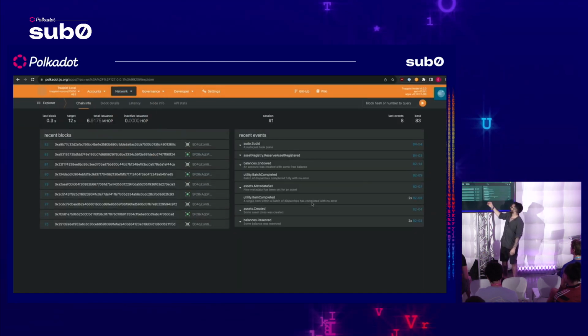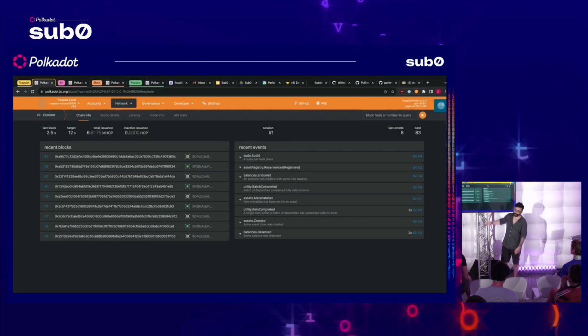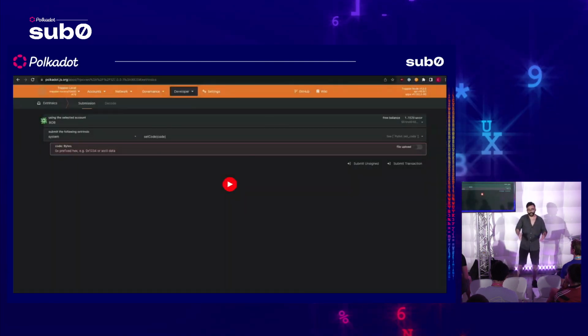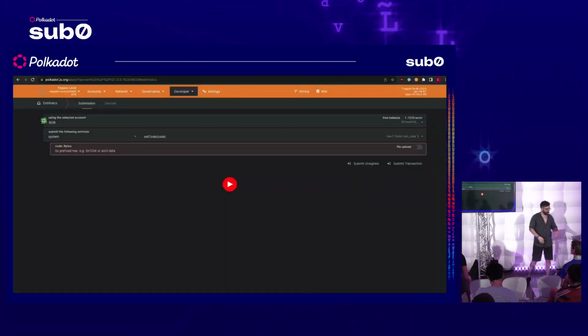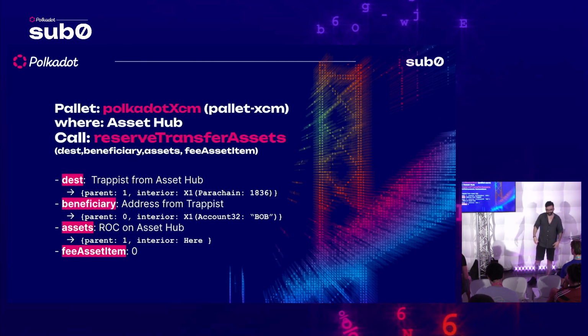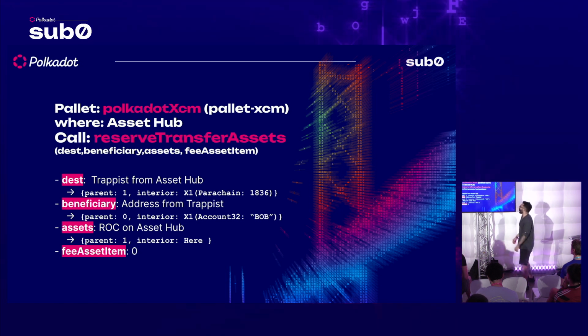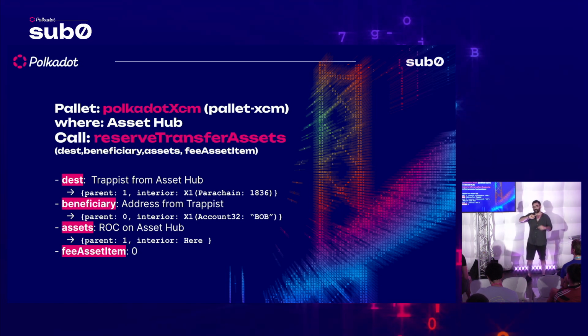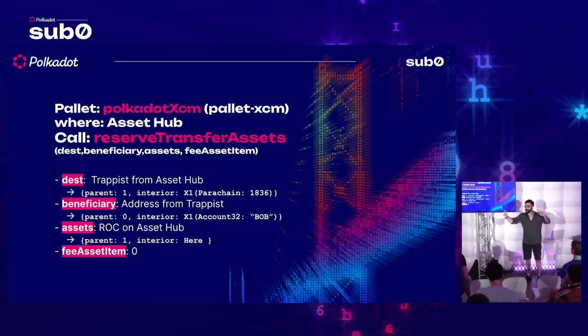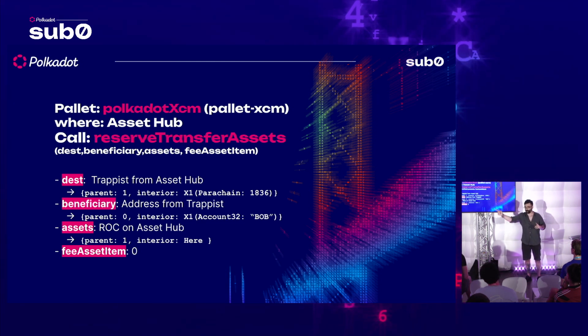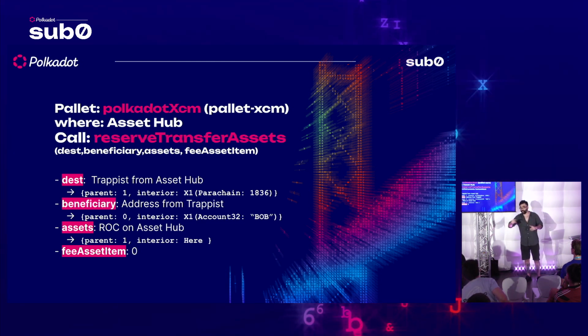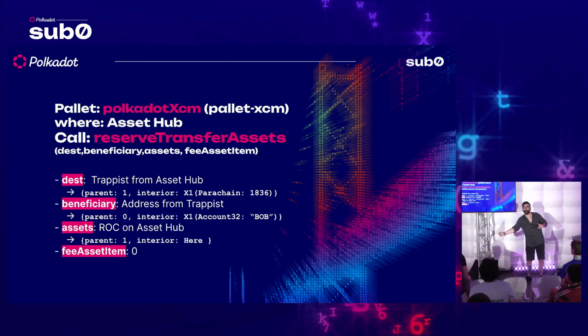What I just did there with the asset registry is say, OK, I created this asset, and I map its location to the rock location, the relay token location. Why is that? Because now we are going to do a reserve asset transfer from Asset Hub into the Parachain, into the account of Trappist that wants to do the teleport of Hop.